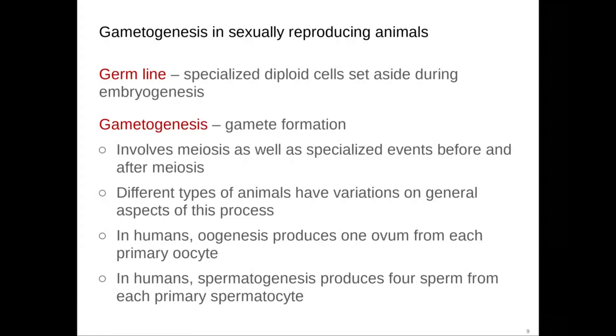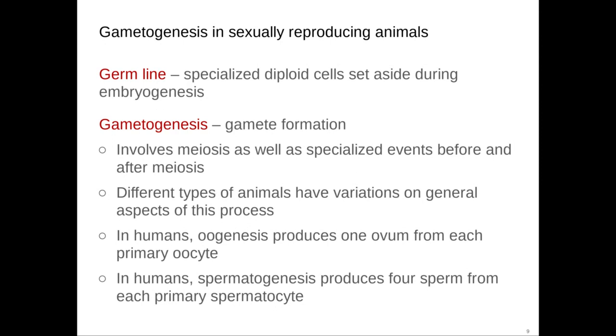Now, a couple of terms, a couple of definitions. We have our germline, which are specialized diploid cells set aside during embryogenesis, so cells that are then going to go on and produce more sex cells. And then we have gametogenesis, which is gamete formation. At its backbone it's meiosis, but it also has some specialized events before and after meiosis. And so we're going to talk about this for a little bit because it's an important part of genetics.